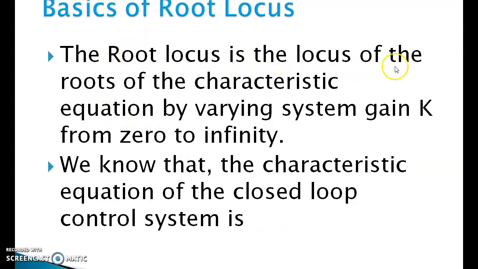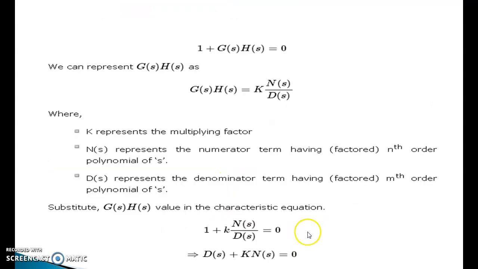The root locus is the locus of the roots of the characteristic equation by varying system gain K from 0 to infinity. We know that the characteristic equation of the closed loop control system is 1 plus G(s)H(s) equal to 0. We can represent G(s)H(s) as K into N(s) by D(s), where K represents the multiplying factor, N(s) represents the numerator terms having factored nth order polynomial of s, and D(s) represents the denominator terms having factored mth order polynomial of s.